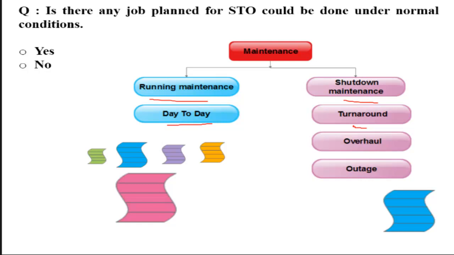To ask ourselves this question: is there any job planned for STO that could be done during production time or under normal condition? If the answer is yes, we should remove these tasks or remove this job. Of course, why should we remove it? Because if it can be done during the production time, it will be cheaper, not expensive.